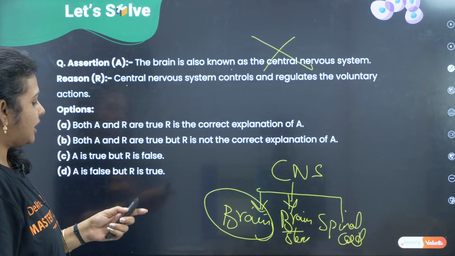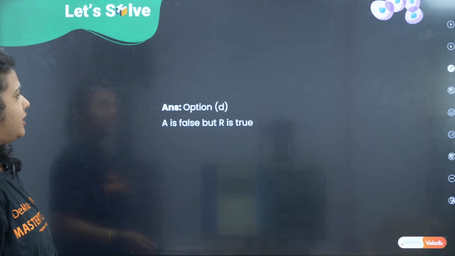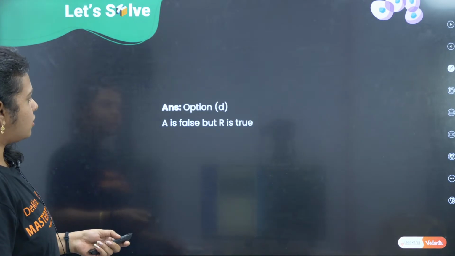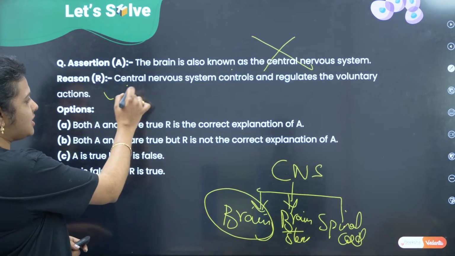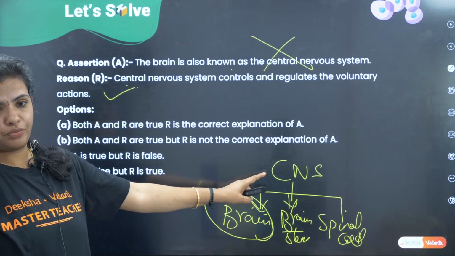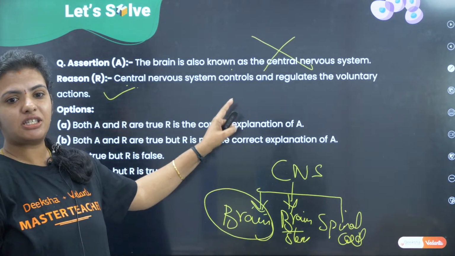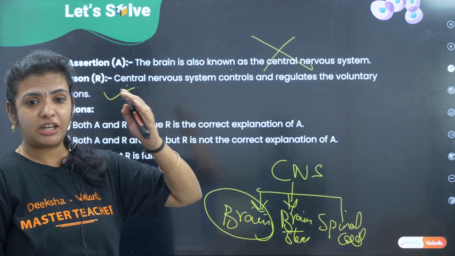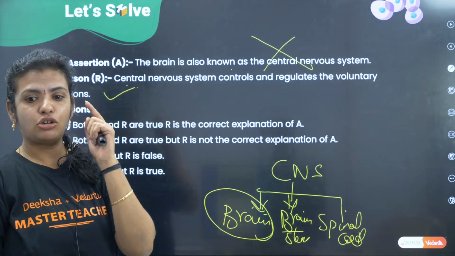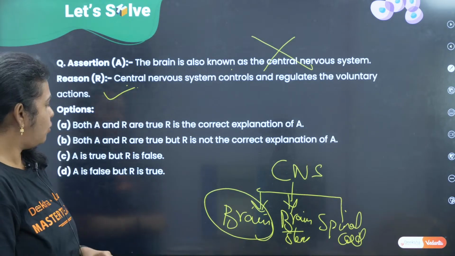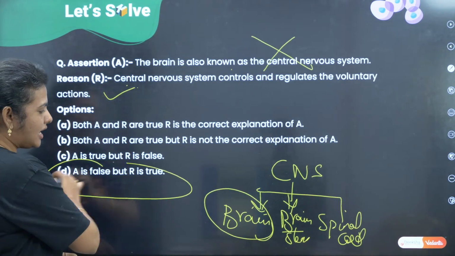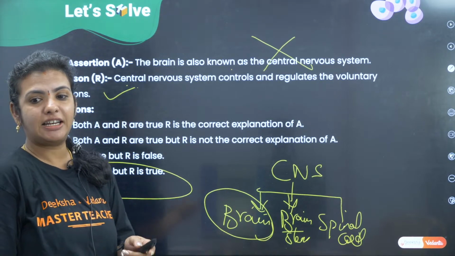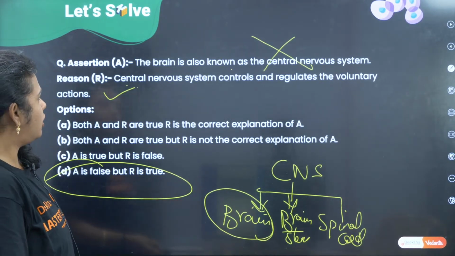Central nervous system controls and regulates the voluntary actions. Okay? Which is definitely true. Okay? So central nervous system is definitely responsible because we have the brain here. Brain is definitely going to regulate and it is going to tell you what to do, what not to do. So it is going to be assertion is false and reason is true. Alright.